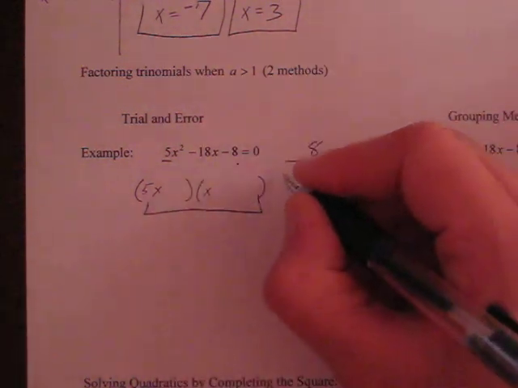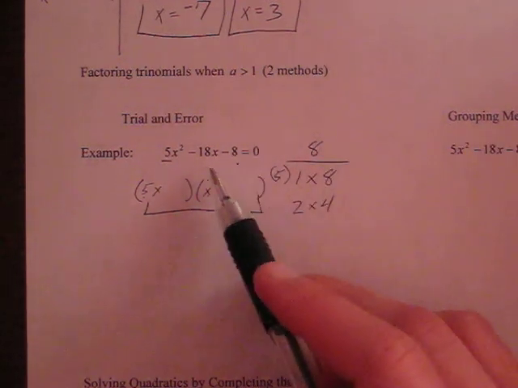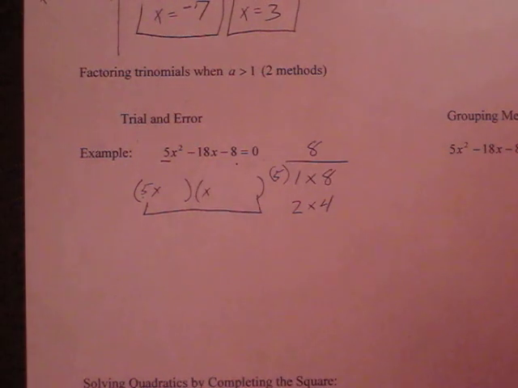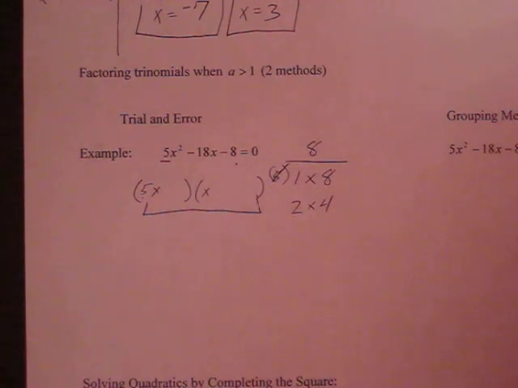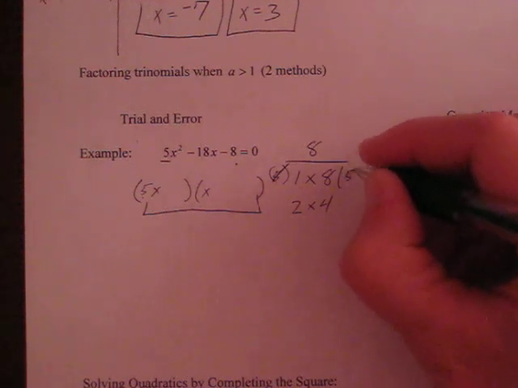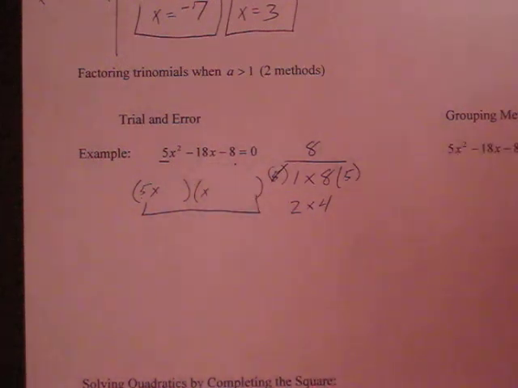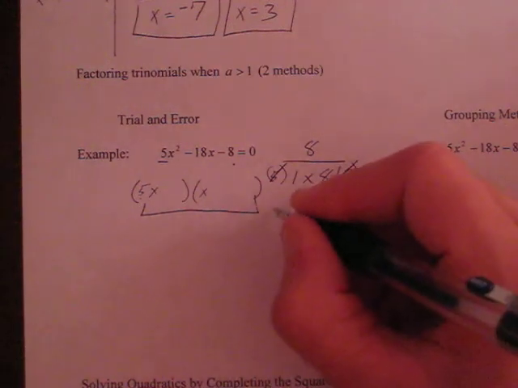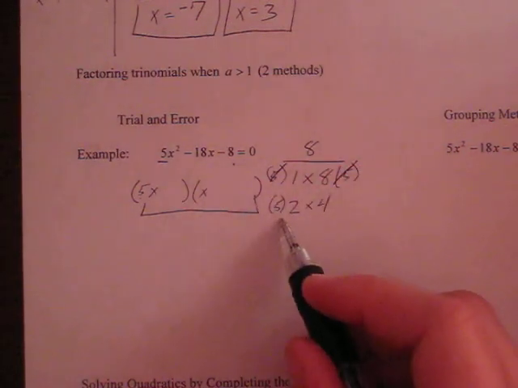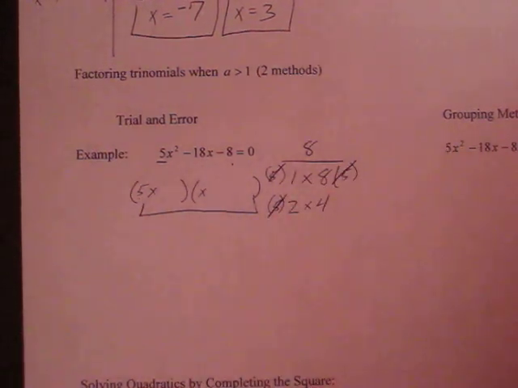If I say 5 times 1, that gives me 5, plus or minus 8, there's no way that that's going to combine to give me 18, because 5 plus 8 is going to be 13, and 5 minus 8 is 3. So I know that's not the correct factor pair. If I say 8 times 5, that's 40. 40 plus or minus 1, there's no way that's going to combine to give me 18, so I know that doesn't work. If I say 5 times 2, that gives me 10, and 10 plus or minus 4, there's no way that combines to 18, so that won't work.